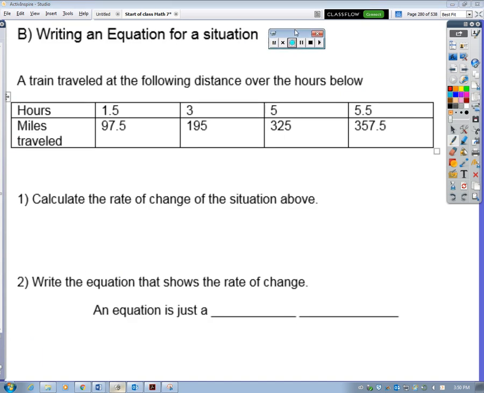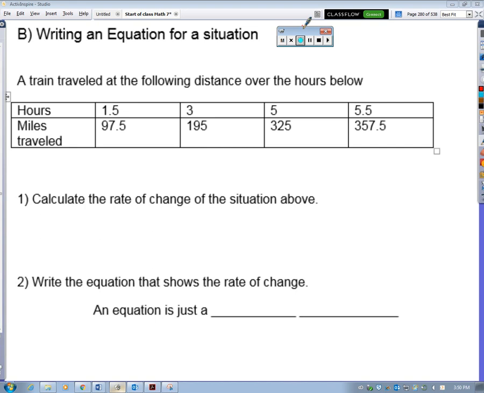Let's take a look at another example. We're going to do the same thing, and then we're going to do something a little bit extra with this. We have a train that traveled the following distance over the hours below. So here we have the hours the train was traveling and how far it went. One of these categories is going to be x, and one of these is going to be y, because we need to make our fractions so that we can find the rate of change. We're going to make these y over x fractions. So ask yourself which one of these categories changes and which one does not. Because we need to label them x or y.